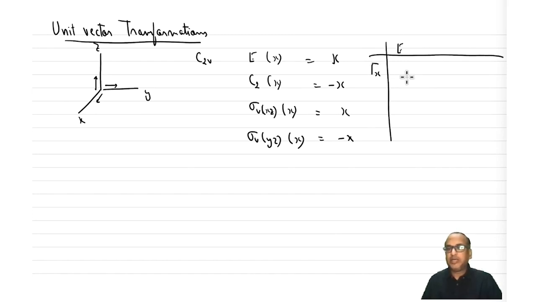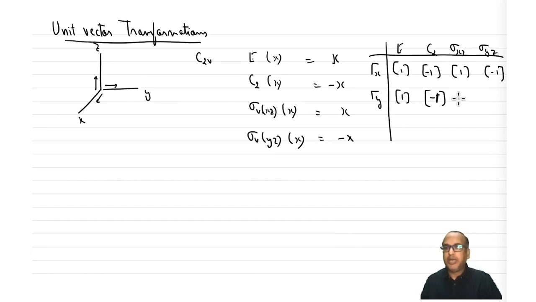So if I now want to write the matrices, let's call this representation tau x. So this will be 1, minus 1, 1, minus 1, right? Now similarly, if we want to write for tau y, E operating on y will give you y. So the matrix will be 1. C2 operating on y will give you minus y. So the matrix will be minus 1. Sigma xz will give you minus y. And sigma yz will give you plus y. So the matrix will be 1.